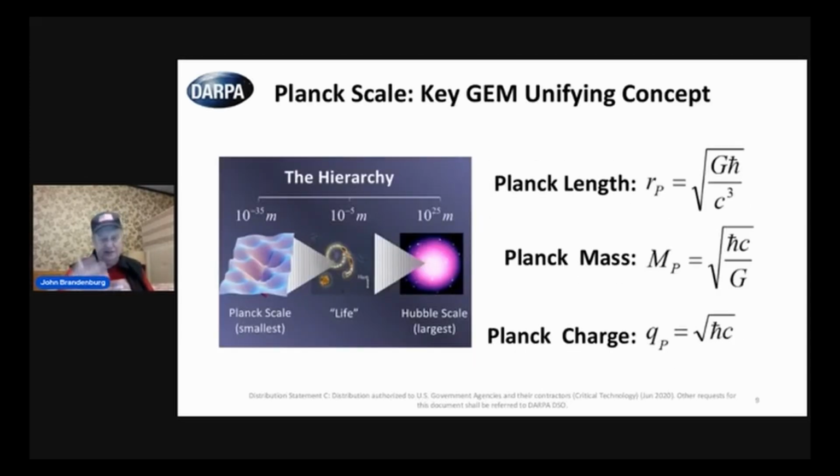The Planck scale is determined by quantum mechanics. You have a length, and it all depends on big G, Planck's constant, and the speed of light. So there's a Planck length, defining a length scale, and then a Planck mass, and even the Planck charge.